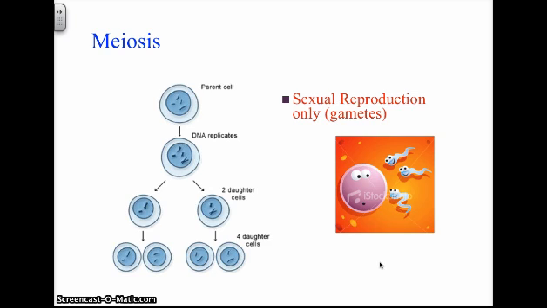Remember again, sexual reproduction requires meiosis to occur to create the gametes, and it occurs in both animals and plants. You can see another image of meiosis here, creating four daughter cells with half the chromosome number as the parent.